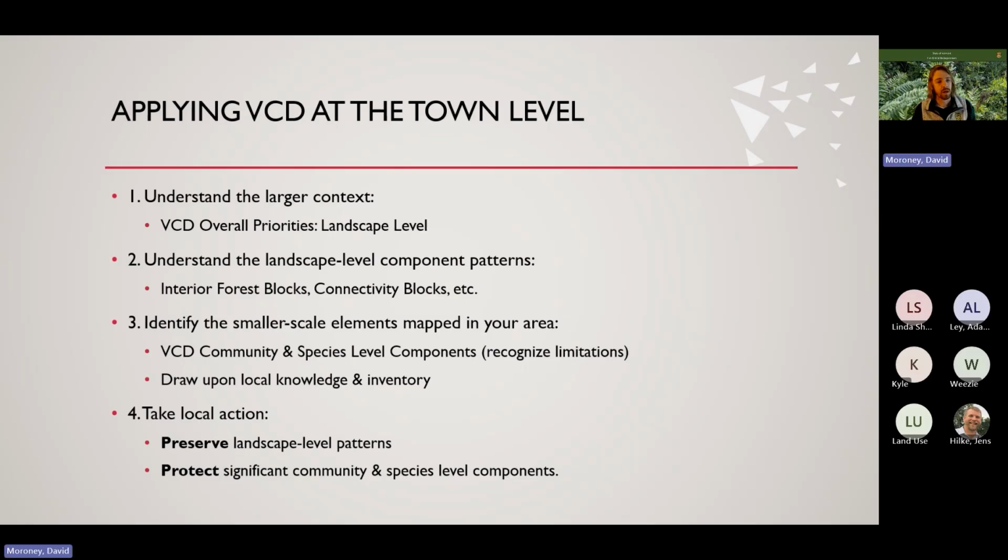On the other hand, when we look at the community and species level components, these tend to be areas that are less flexible to accommodate different kinds of human uses. Populations of rare and uncommon species, for example, we're going to want to be very sensitive about how we protect those. And we might require more detailed or slightly more strict protections in how we think about interacting with those components of the landscape.